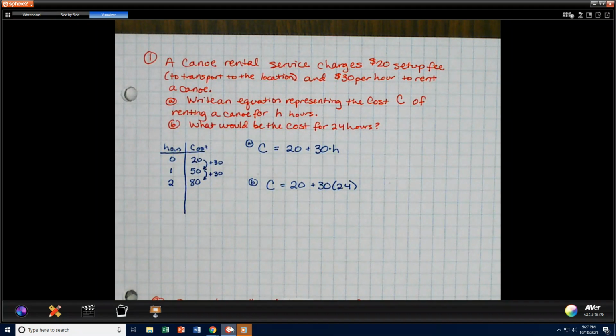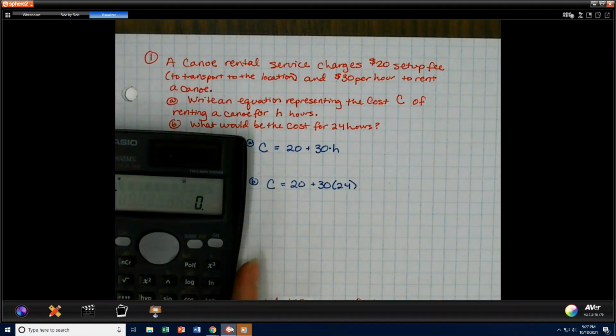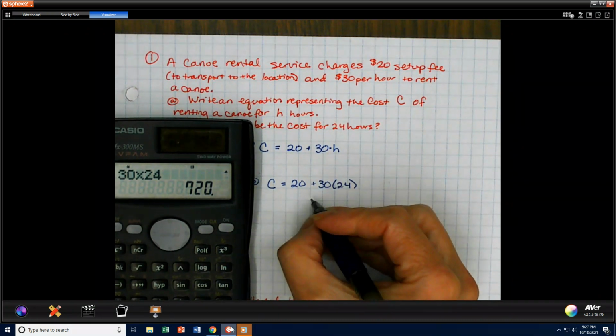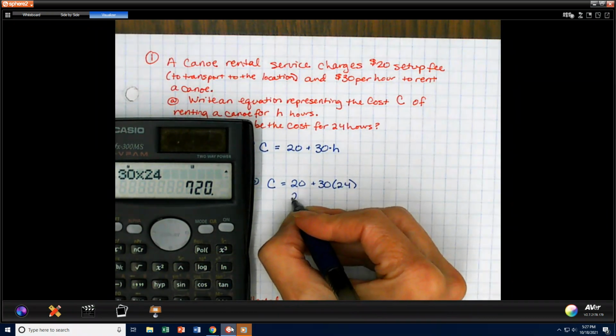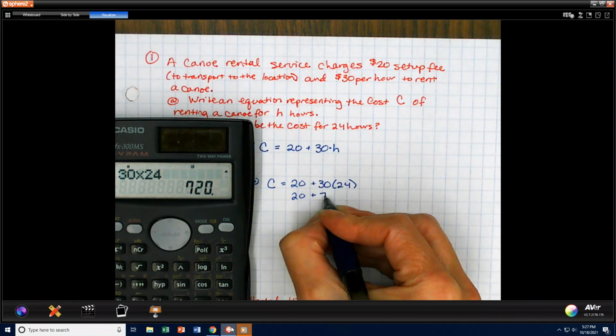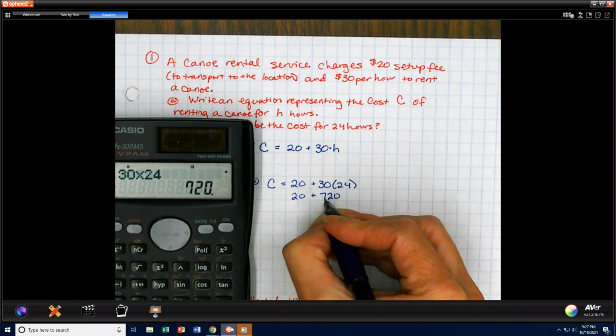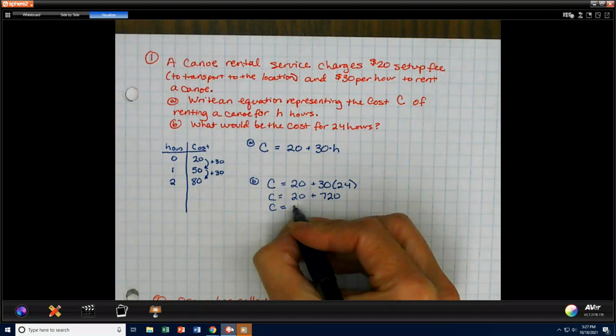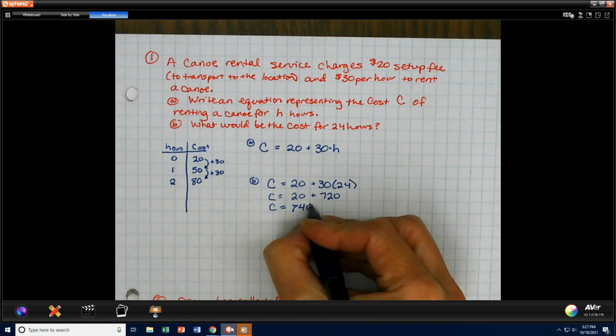Well, these numbers are going to get big, and I don't want to make a silly mistake in a video, so I'm going to use a calculator. No shame in that. 30 times 24, that's going to cost me a lot. So it's going to be $20 plus $720 for that full day. So my total cost is going to equal $740.